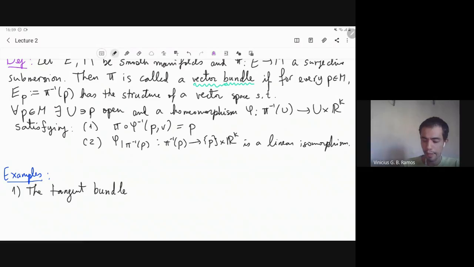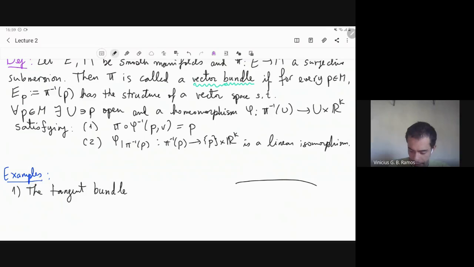Okay? And so the first thing is this condition called local triviality. So not only is the preimage of a point a vector space, but actually there always exists a sufficiently small neighborhood such that the preimage of this neighborhood can be written as a product. So U times a given vector space. And let me draw a picture. I think now is a good time.